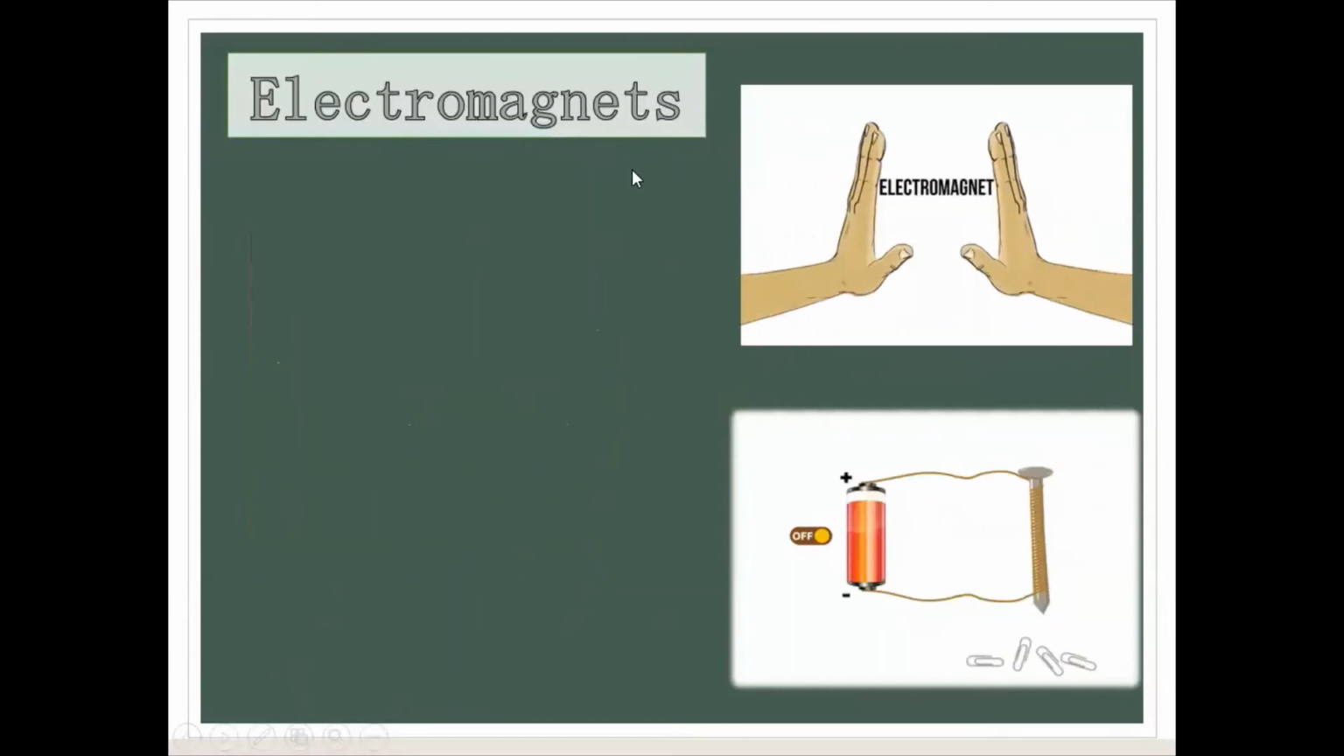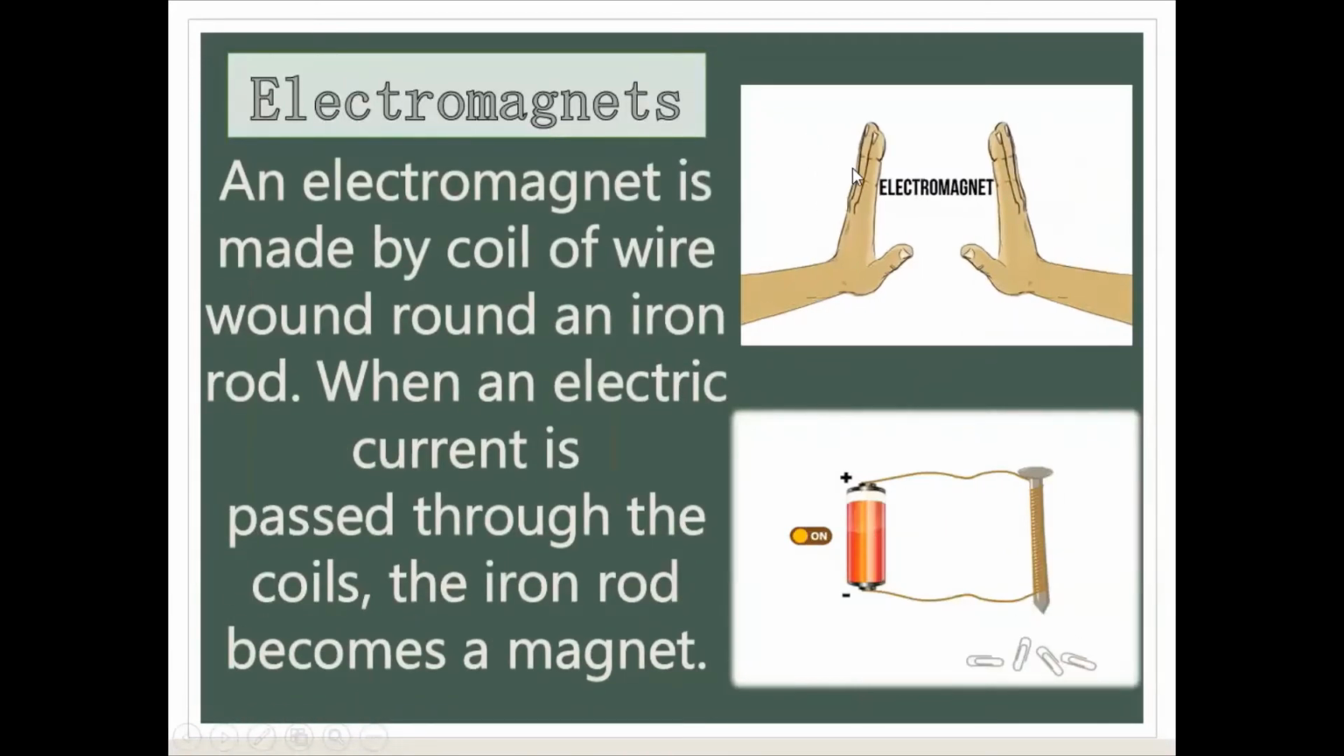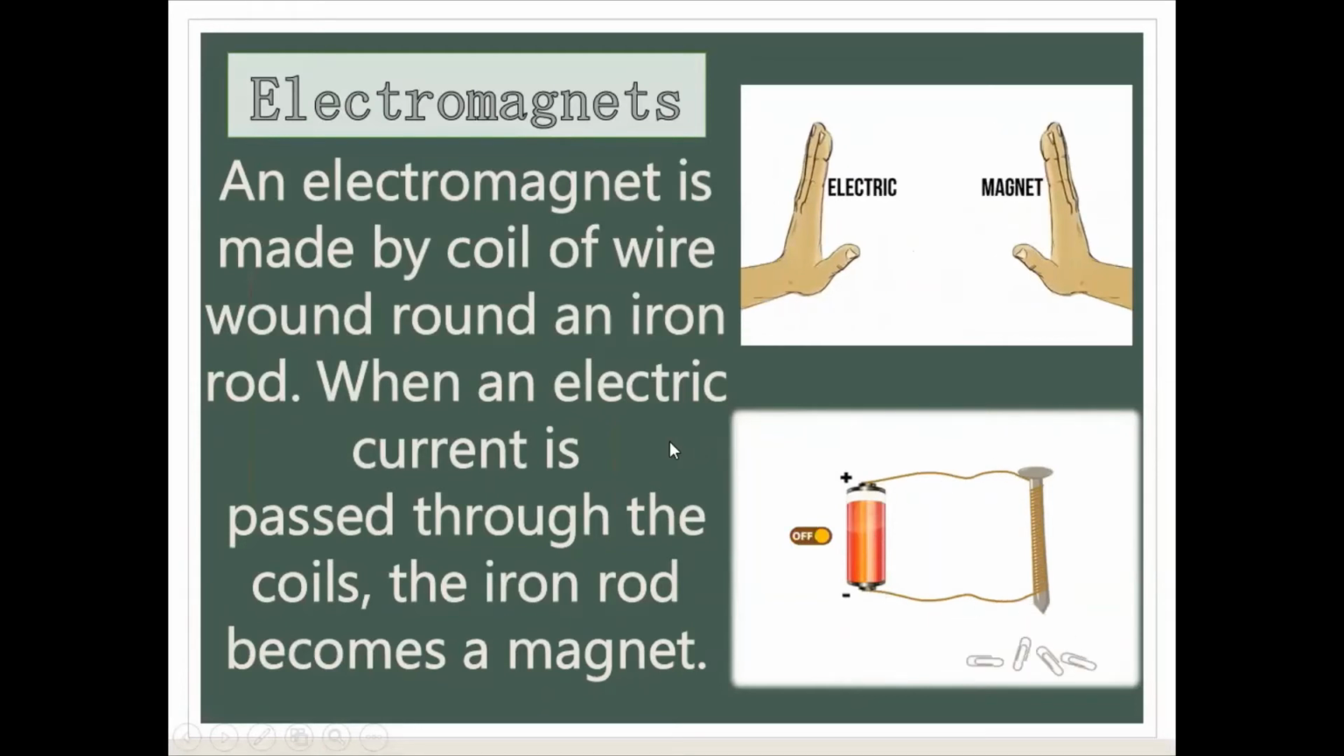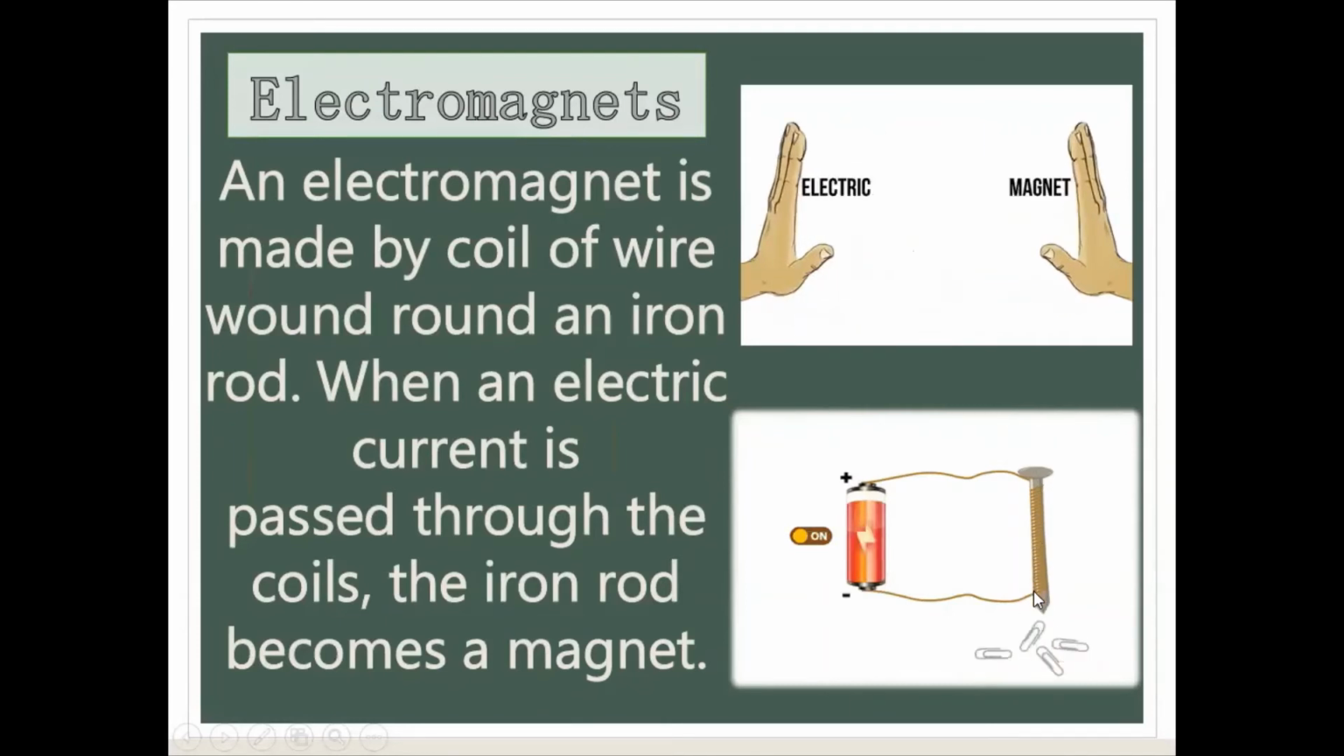Now, electromagnets, the temporary magnets. An electromagnet is made by a coil of wire wound round an iron rod. I am taking an iron nail. When an electric current is passed through the coils, the iron rod becomes a magnet. You can do this activity and enjoy your own electromagnet. We already discussed this part in the face-to-face class, and I showed you how these nails become magnets and how the coils behave when there are fewer or more coils, and fewer or more batteries.